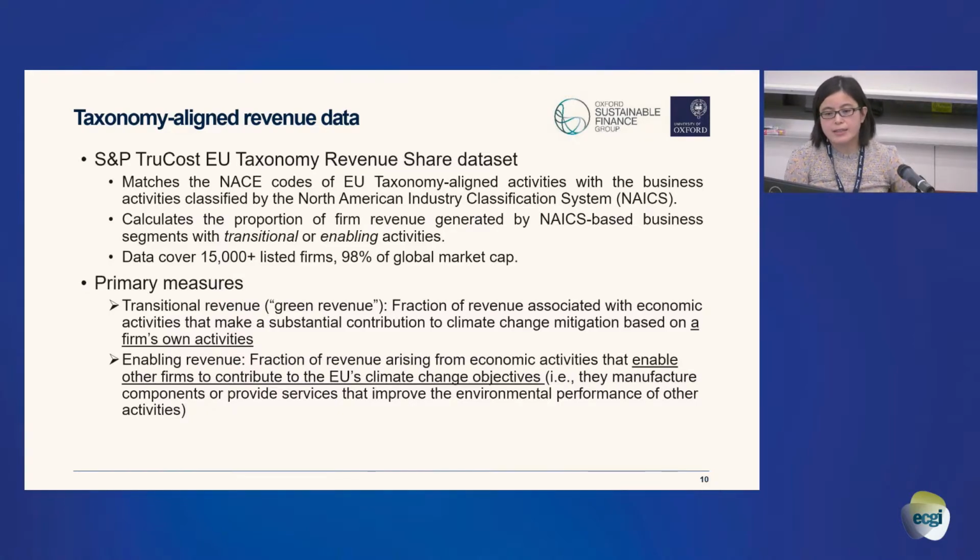The difference is that the transitional revenue is the fraction of revenue associated with activities that make a significant contribution to climate change mitigation. However, the enabling revenue comes from business activity that allows other firms to contribute to the climate objectives. Just to give a simple example to show the difference, the use of solar panels will be categorized as transitional revenue. However, the production of the solar panel will be categorized as enabling revenues.